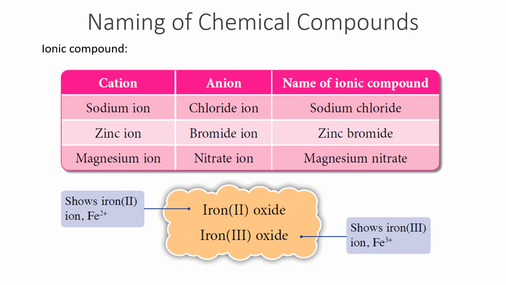Okay, naming of chemical compounds. This is for ionic compounds. To name the ionic compounds, you write the cation in front, followed by the anion. For example, the cation is sodium ion, the anion is chloride ion, so the name of the ionic compound is sodium chloride. Down here we have iron(II) oxide and iron(III) oxide. Whenever you see a Roman numeral in the bracket, 2 means the charge is 2+, and 3 means 3+. That's how you write it.